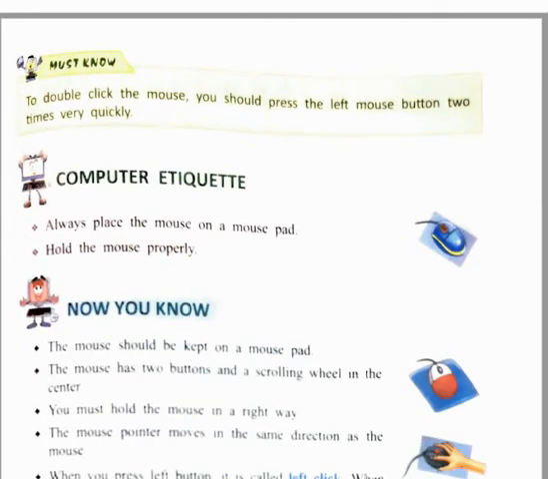Must know: to double click the mouse, you should press the left mouse button 2 times very quickly. It's called a double click. Computer ethics: always place the mouse on a mouse pad and hold the mouse properly. You must keep your mouse on the mouse pad and hold the mouse properly.